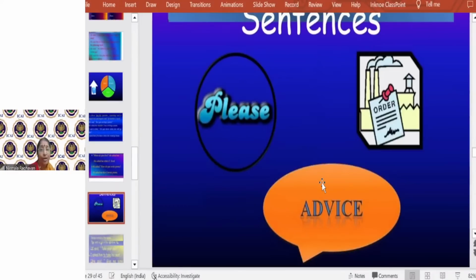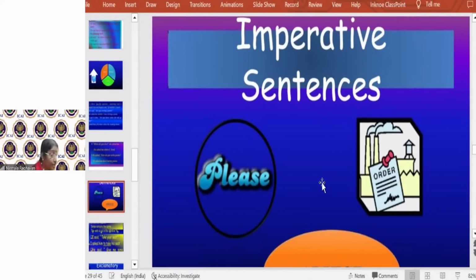Now statements, imperative sentences, the command sentences. We are going to see how this can change. Now look at this.